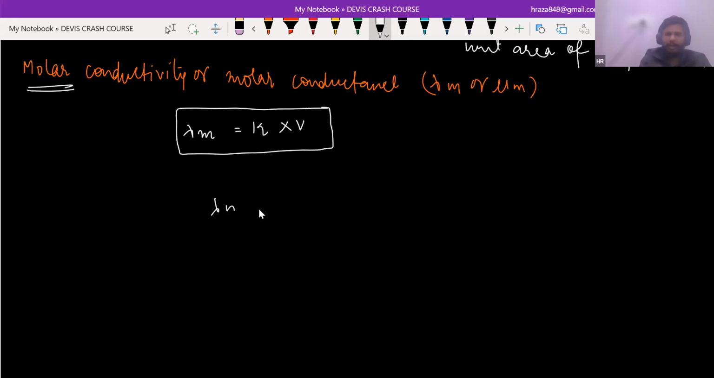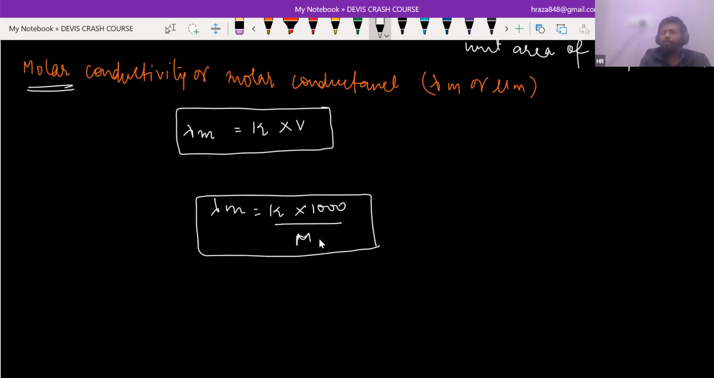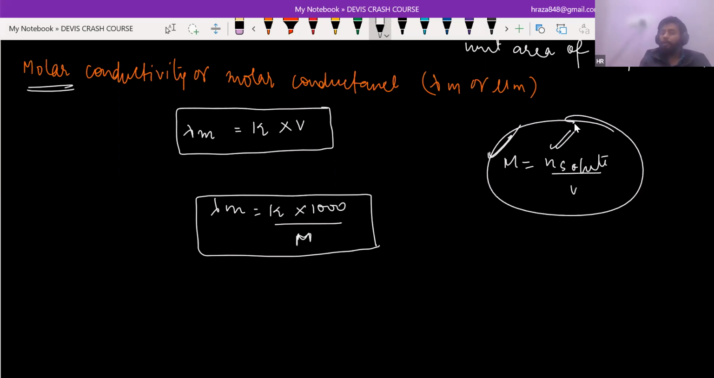So we can write lambda m is equal to kappa into 1000 upon M in terms of molarity. Molarity is equal to the number of moles of solute upon volume of solution in liter. If molarity increases, the number of moles of solute increases, concentration increases, meaning it is a concentrated solution. That means the amount of solvent is very low, the particles are nearby each other and attracting each other. They cannot flow at the same speed as in dilution. So this is how we got the formula for lambda m.